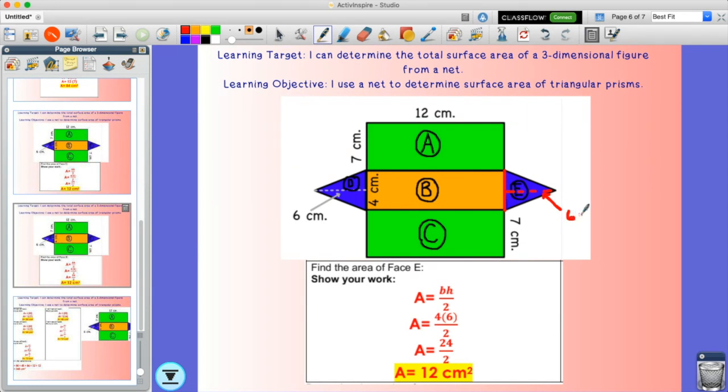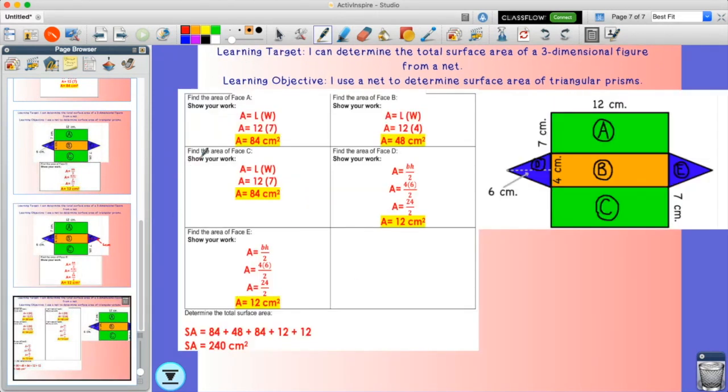is 12 centimeters squared. Then if we look over here, we're going to add up 84 from face A, 48 from face B, 84 from face C, face D is 12, and then face E is 12, and we're going to get 240 centimeters squared, and that's the surface area of this triangular prism.